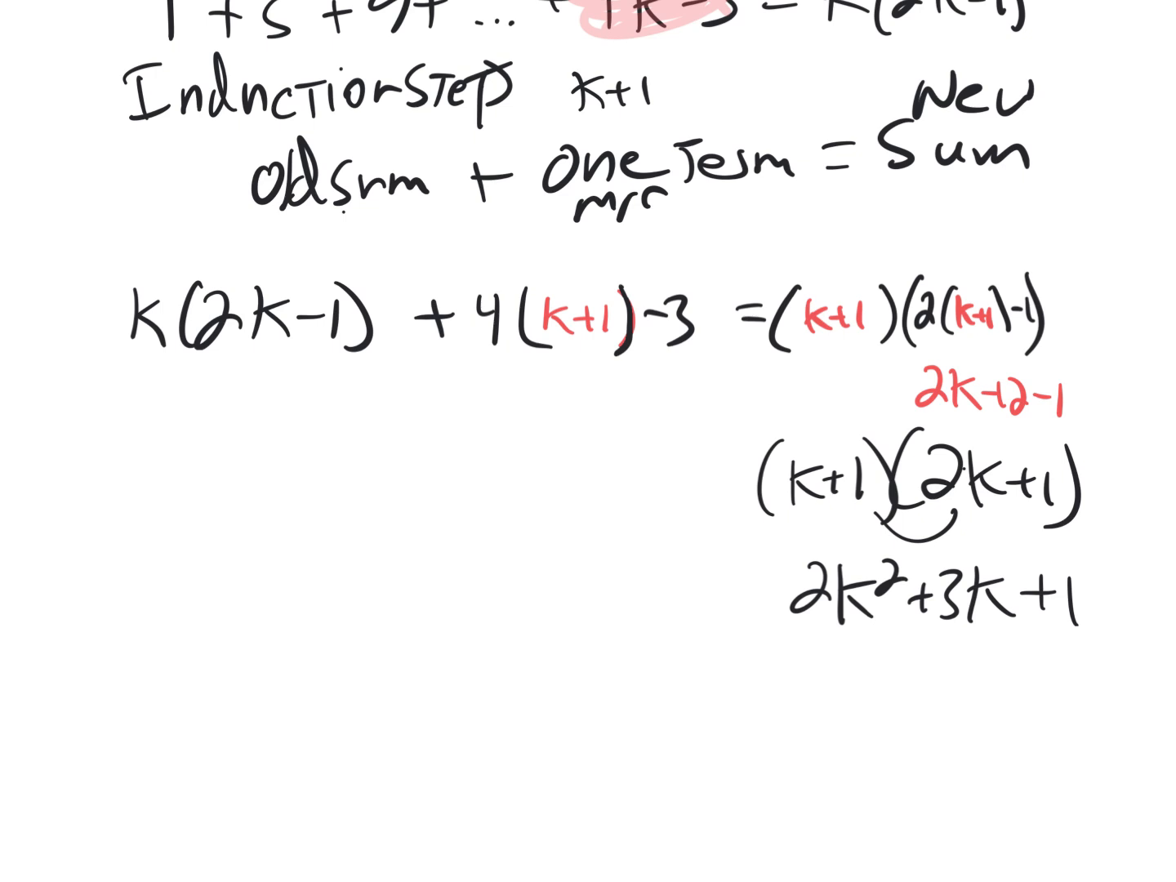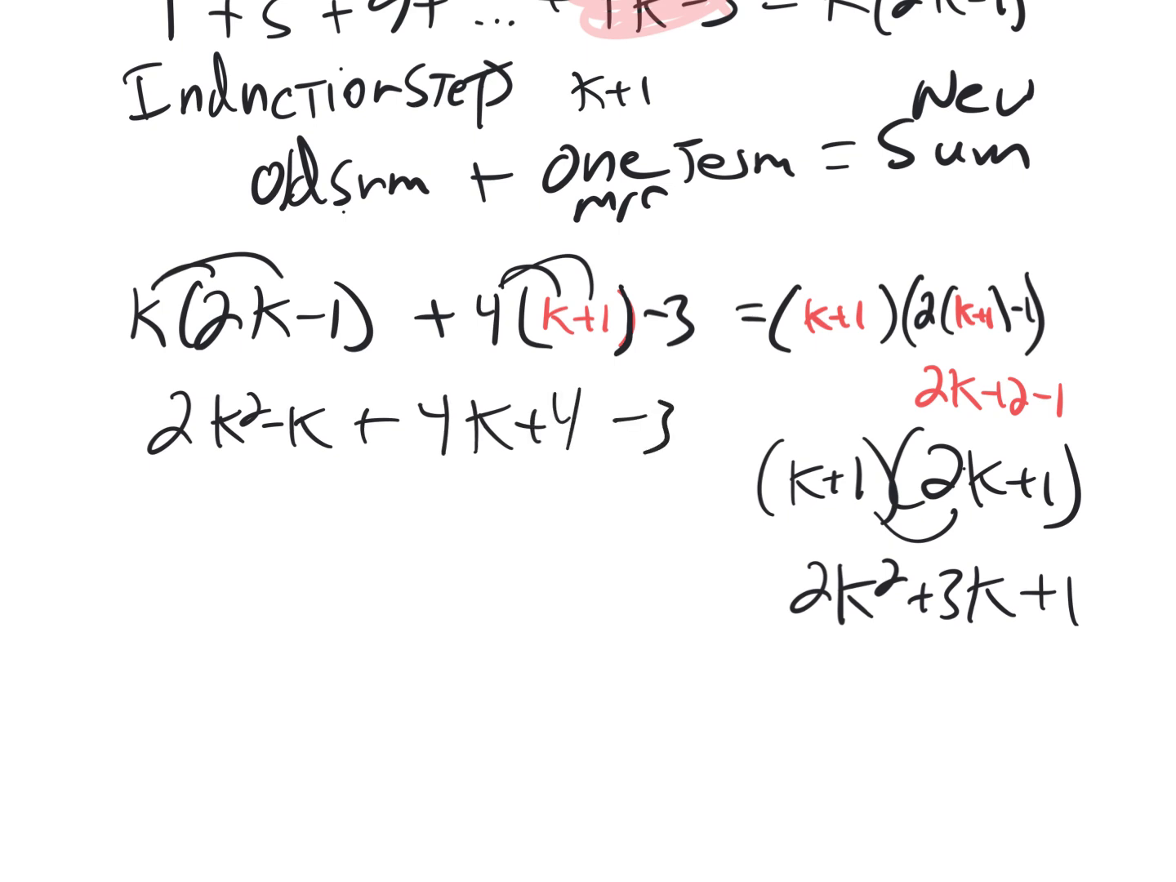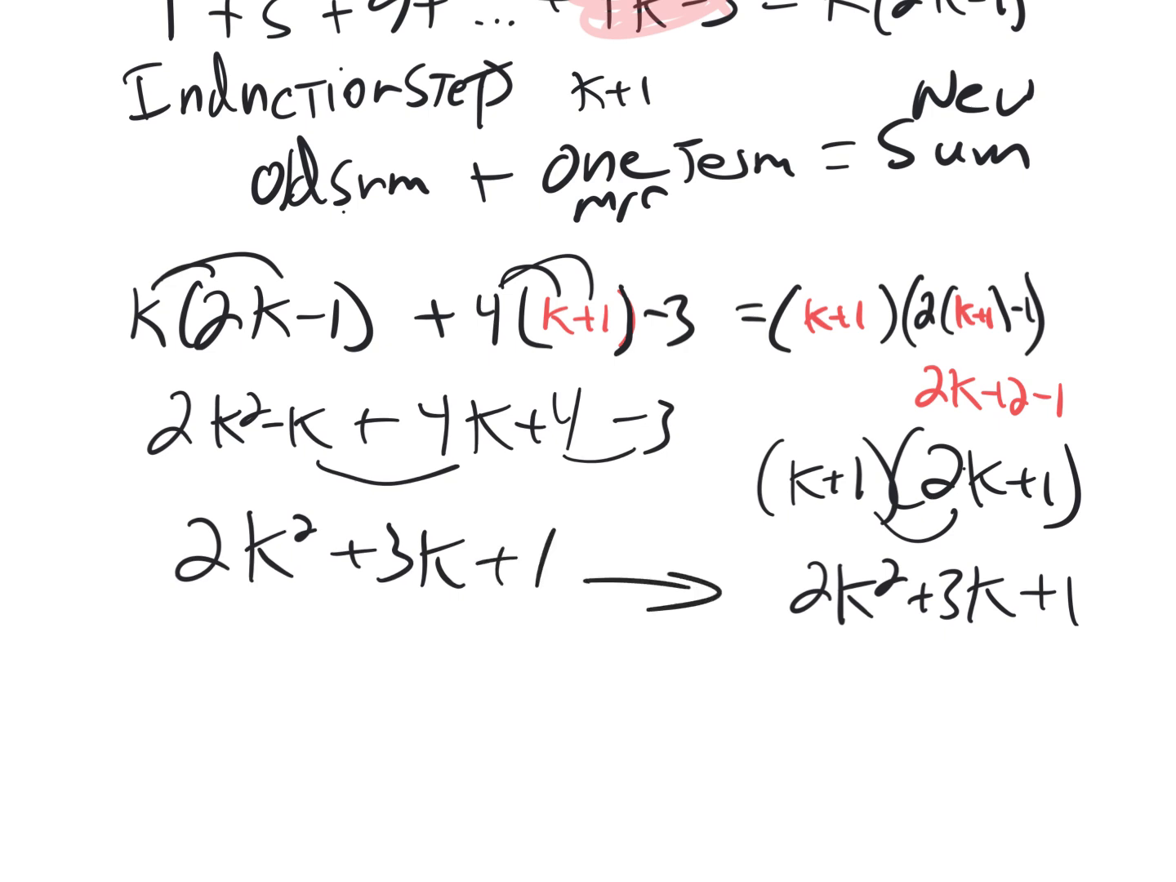So on this left side, I'm going to distribute the k through. That's going to be 2k squared minus k, plus, and I'll distribute the 4 through, 4k plus 4, and then minus 3. Now we'll combine like terms. I'm seeing a single k squared term, plus 3k, and plus 1. And there's the FOIL result. So there's the verification. That's the induction step. We showed that the left-hand side equals the right-hand side after we did the setup.